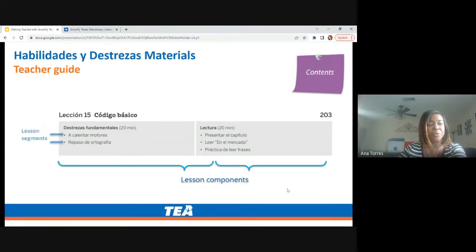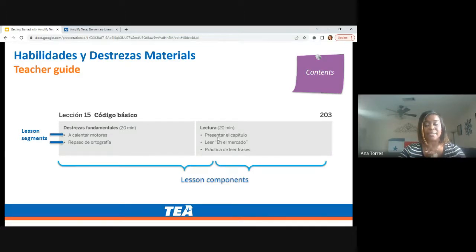But also included here are your lesson segments. What are those? Those refer to the smallest sections within each lesson component. So for example, if we look at the reading component, look at these segments in this section, we see it has three specific lesson segments.